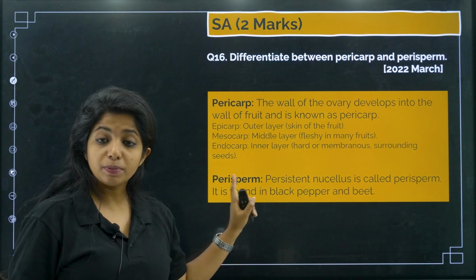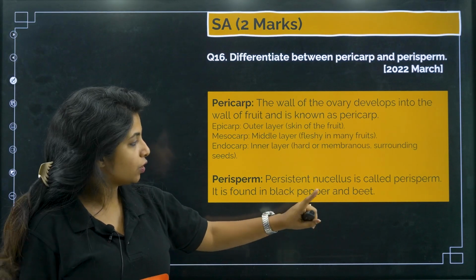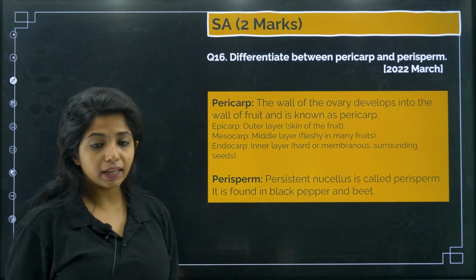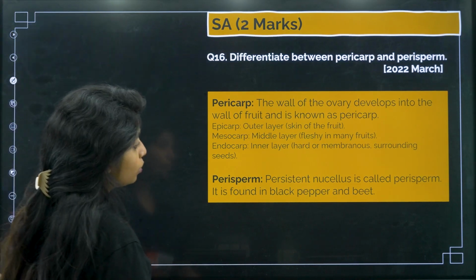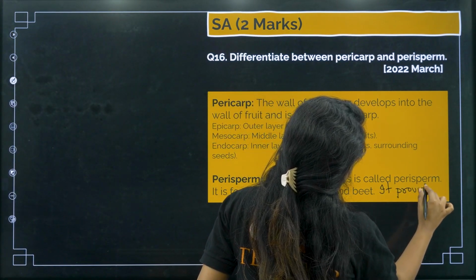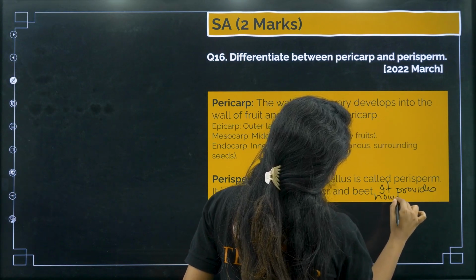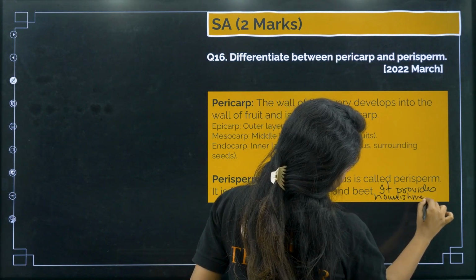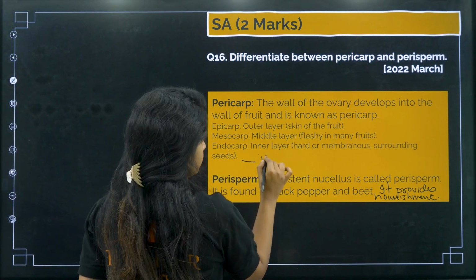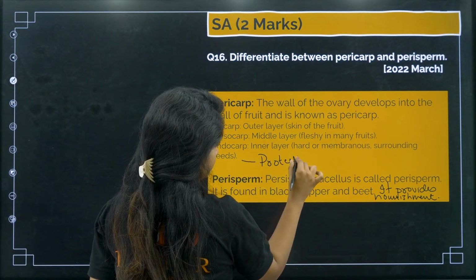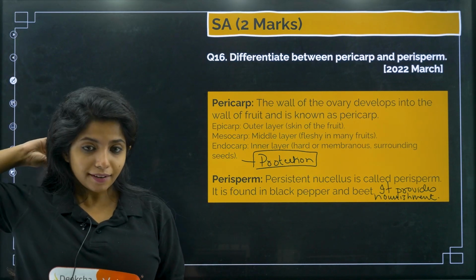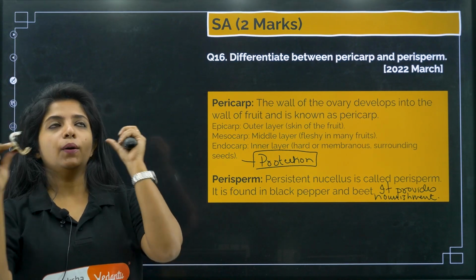Okay. Perisperm is the persistent nucellus, not nucleus. Nucellus is called perisperm. It is found in black pepper and beet. And what does it do, children? You can write that also. It provides nourishment, and here it provides protection in some other ways, right? So you can write like that. Okay, cool.